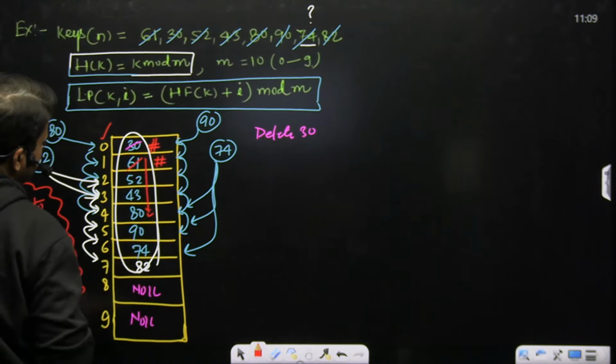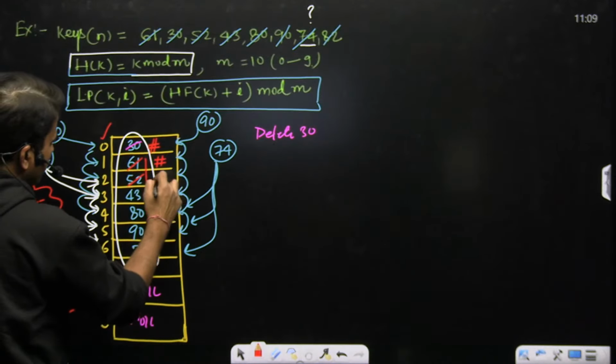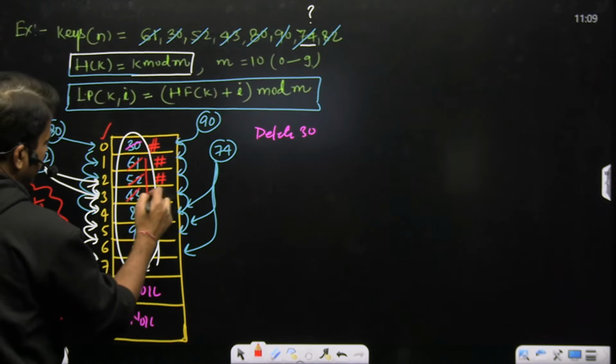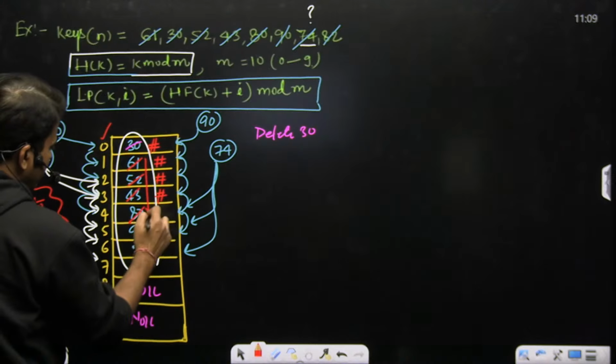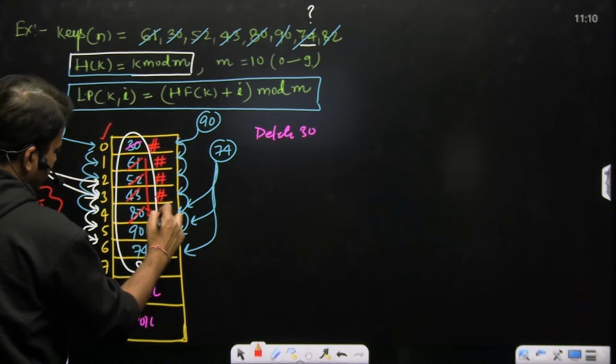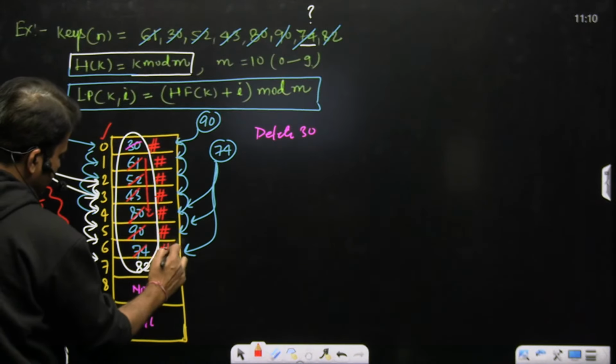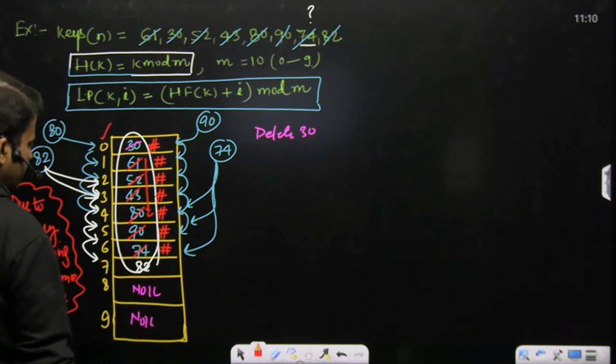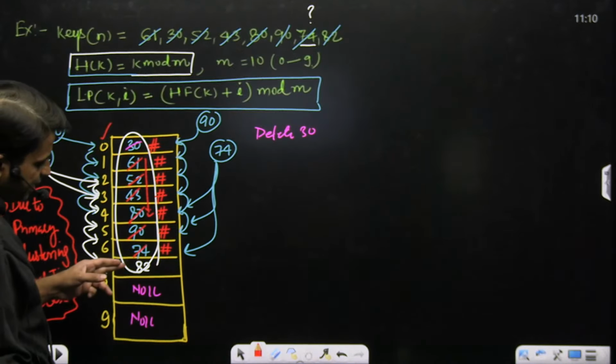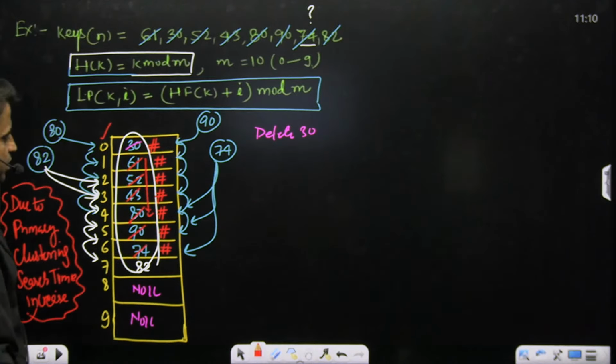Sir, I want to delete 61 students. So if you delete 61 then you can insert hash here. Sir, I want to delete 52. If you insert here hash. Sir, 43. You can insert here hash. 80. You can insert hash. 90. You can insert hash. 74. You can insert hash. This entire hash table contain what, sir? Only 82. Only 82. Now, sir, I want to search 82.